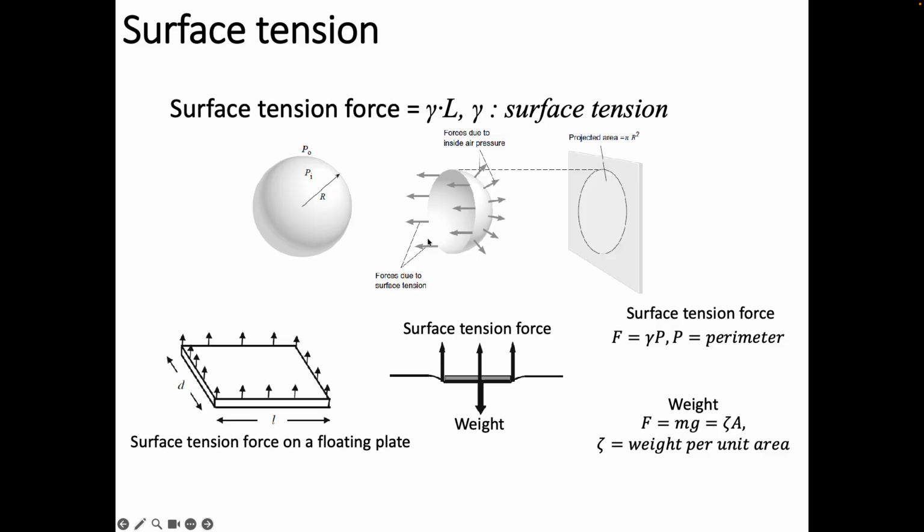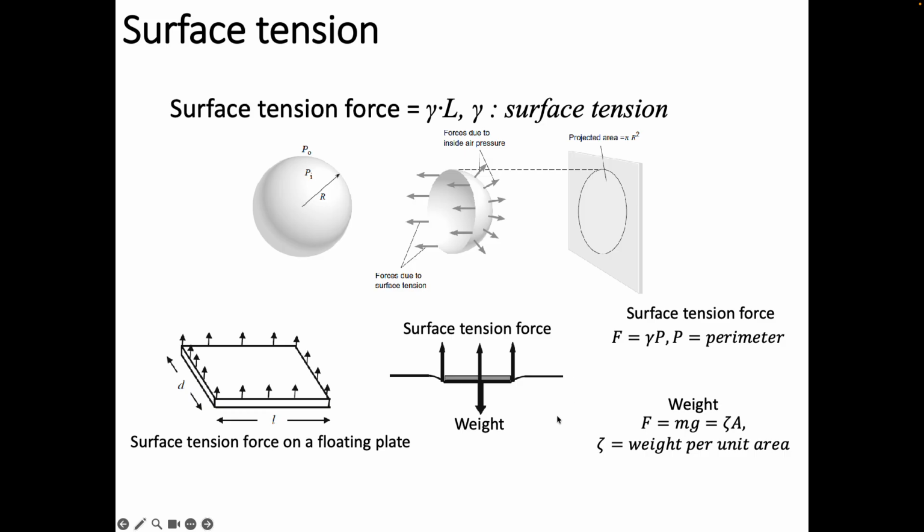Now let us look into the surface tension force on a floating plate. In this case, this one is a square shape, or rectangular, more precisely. This length is D, and along this horizontal line, length is L. This object has weight, which is a downward force, and the surface tension force is upward.